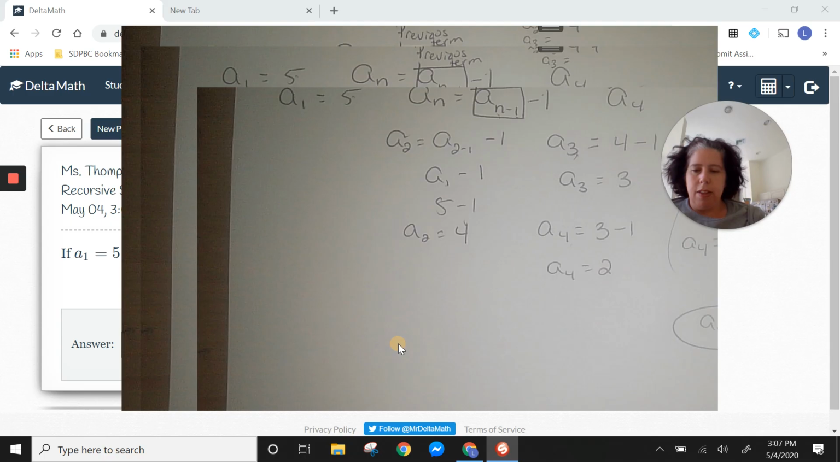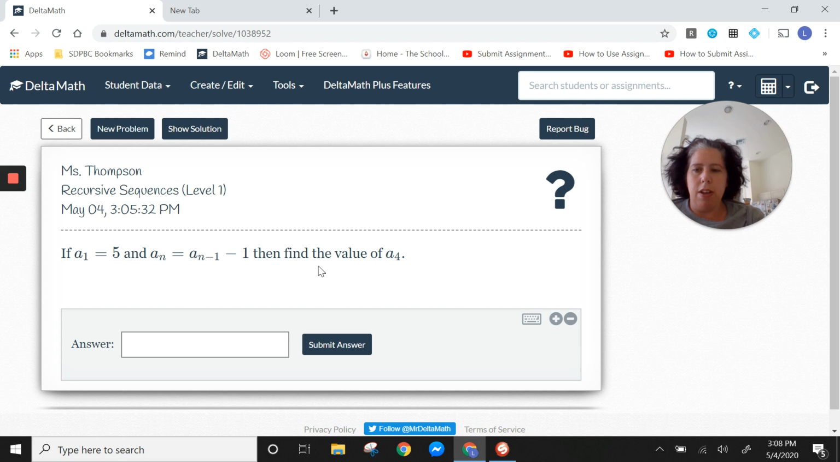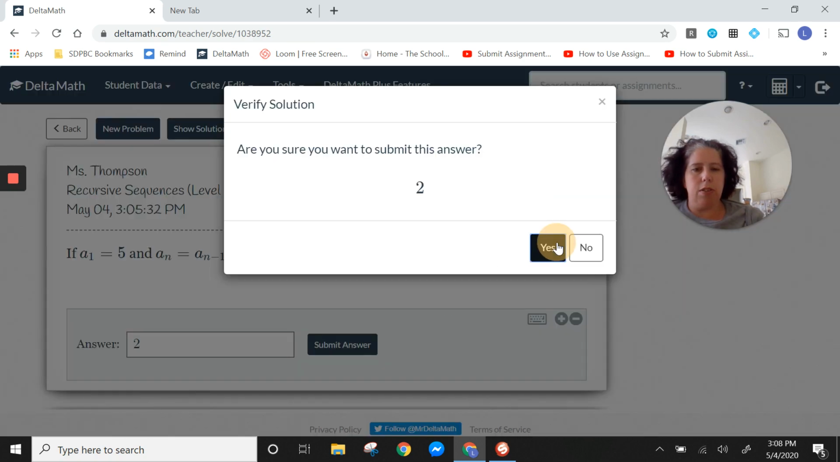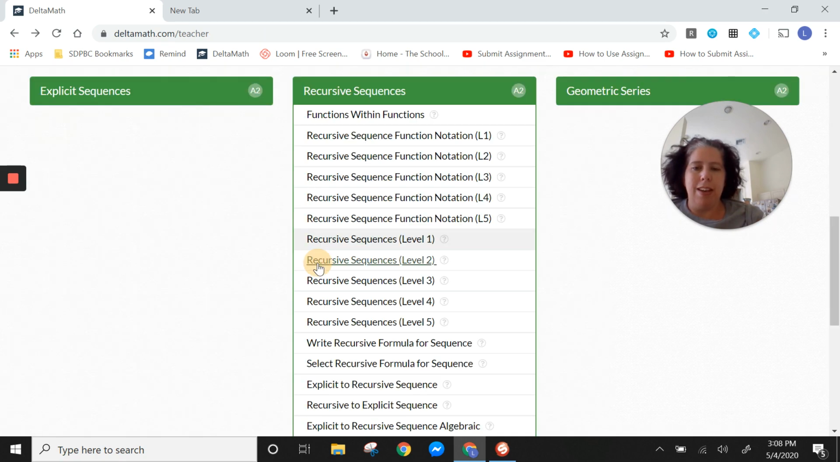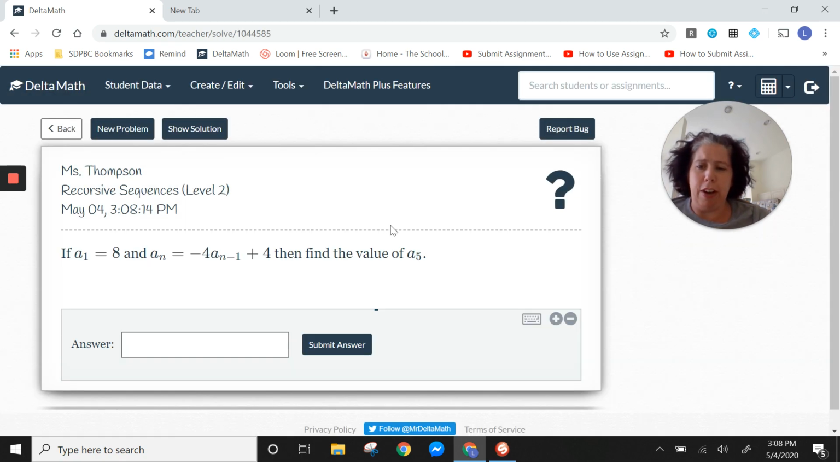Then we go over to Delta Math. Okay, so find A4. A4, we said the answer was going to be 2. Submit your answer. Is that my answer? Yes. Good job. Okay, I just want to show you the other ones that are on here. Now, there's a level 3, a level 4, and a level 5. We're not doing that. We're only doing level 1 and level 2.